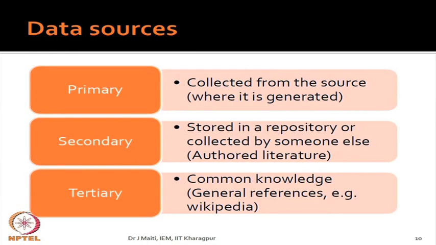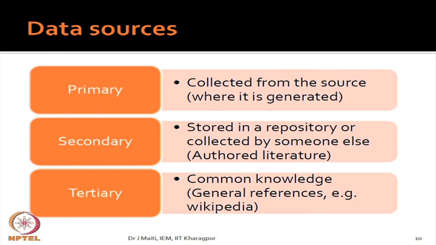Okay, suppose you want to see the behavior of animals in the jungle, go and observe and then accordingly note it down, and that will be your primary data. For the production example, the profit margin and sales volume case, that is also primary data so long as you are collecting from the source. What is secondary data? Secondary data is stored in a repository or collected by someone else. You are not collecting it, it is already there.